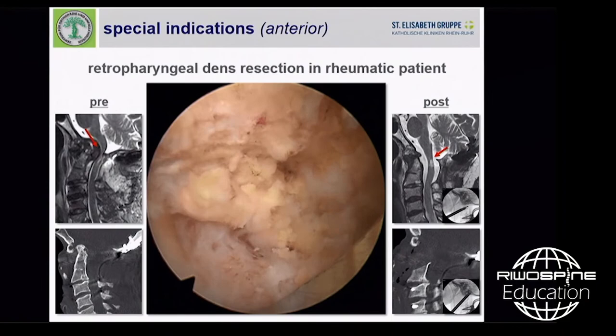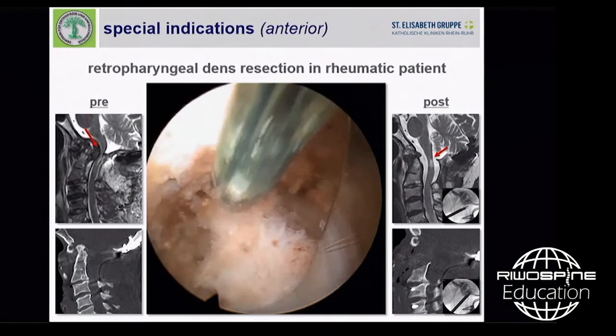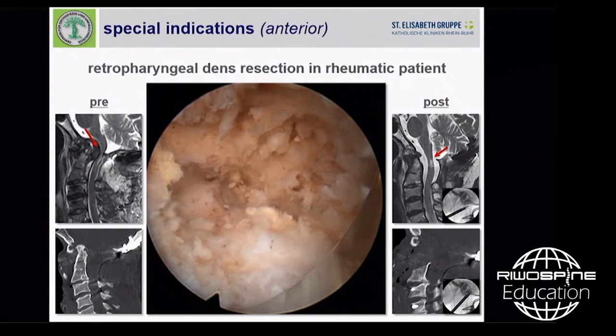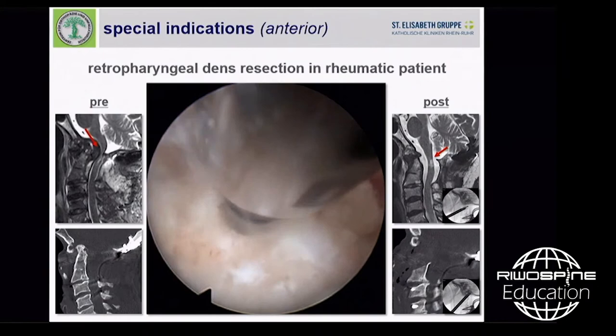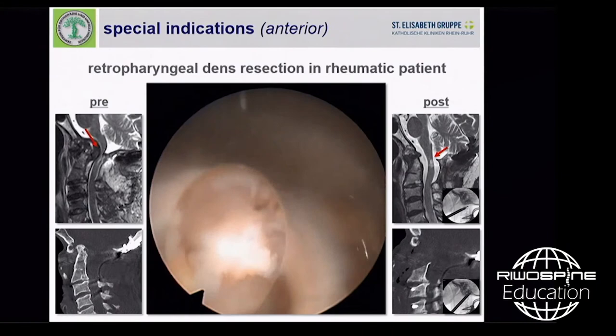with your endoscope. This is the C1 arch, that's the basis of the dens axis. That's the dens axis here, or the os odontoideum. And then we have to start to resect at the basis here. You see the pre- and post-operative pictures. Rheumatic patient with acute myelopathy and tetraplegia. So we had to fix him from the dorsal aspect and to release it from the anterior aspect.